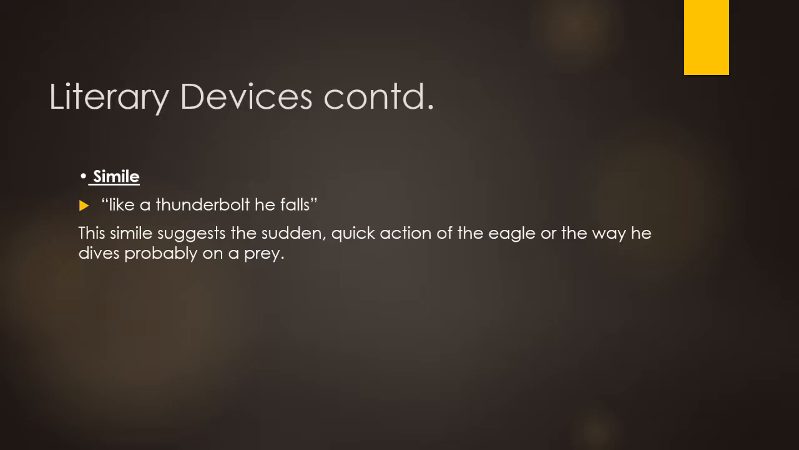There is also the use of simile, because here the eagle's action is compared to a thunderbolt. So like a thunderbolt, he falls. The manner in which he falls is described as being so swift, and so the manner is compared to how quick a thunderbolt usually happens. Simile also suggests the sudden quick action of the eagle, or the way he dives probably to catch its prey.